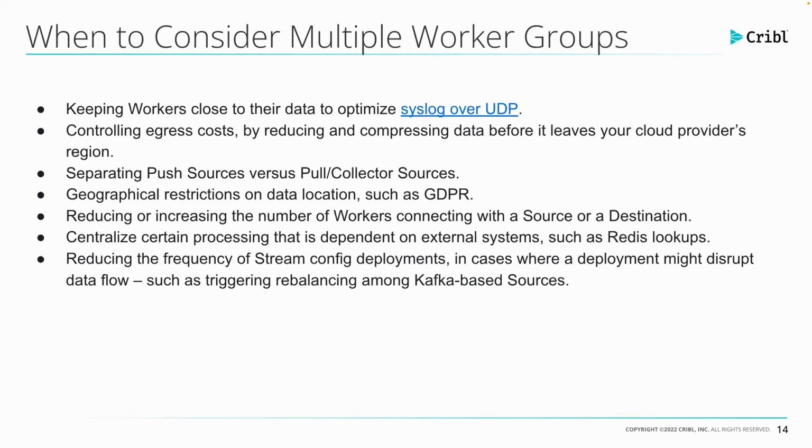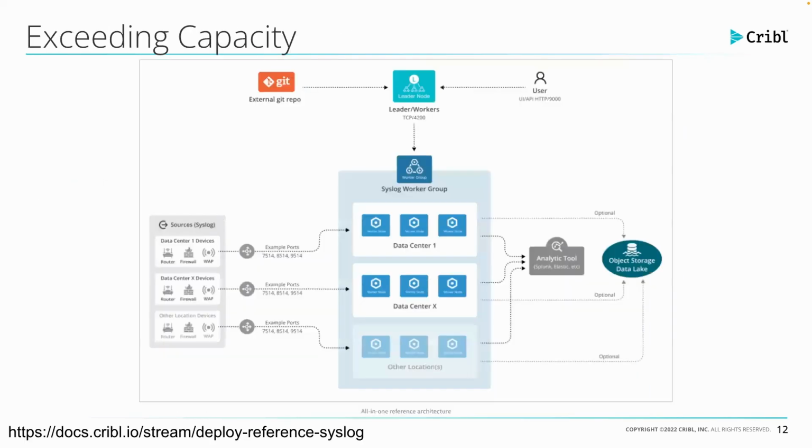Hi, Eugene. I have a quick question. If you were to back up a couple of slides to the syslog example where you have the syslog worker group, yeah, this one. It looks like your syslog sources are somewhat being pinned to individual worker nodes. Is that a thing? I thought you could only send to a syslog worker group in its entirety, and then that load is split between the worker nodes inside of the group. But this one makes it look like data center 1 devices will be pinned to a certain set of worker nodes, and then data center X devices is also another set of worker nodes.